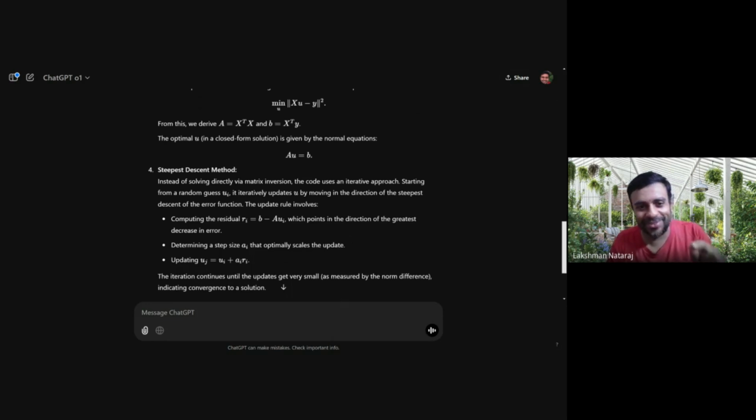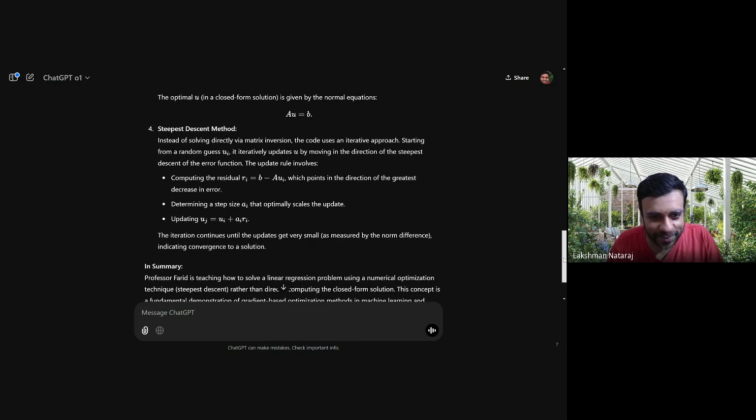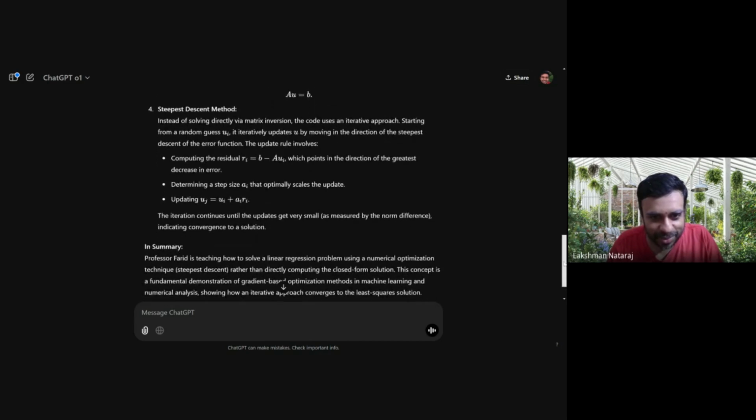So instead of solving by a matrix inversion, that is amazing, because the basic thing in a linear algebra course would be that you would do either a matrix inversion or the pseudo inverse. So it's great that it's actually able to go to this extent. Computing the residual r_i equals b minus A u_i, which points in the direction of greatest decrease in error. That is correct. Determining a step size alpha_i that optimally scales the update. That is also correct. And then updating u_{i+1} equals u_i plus alpha_i r_i.